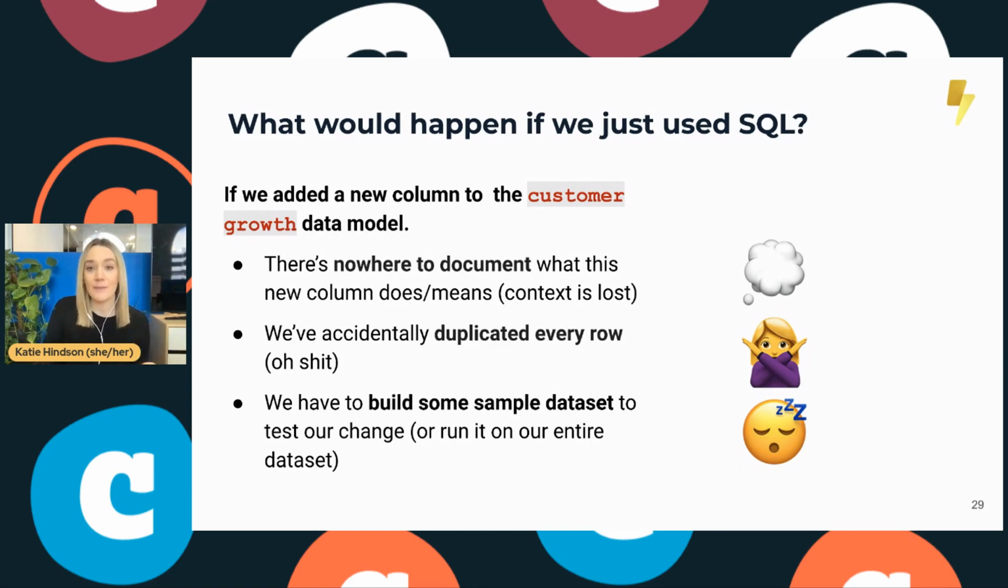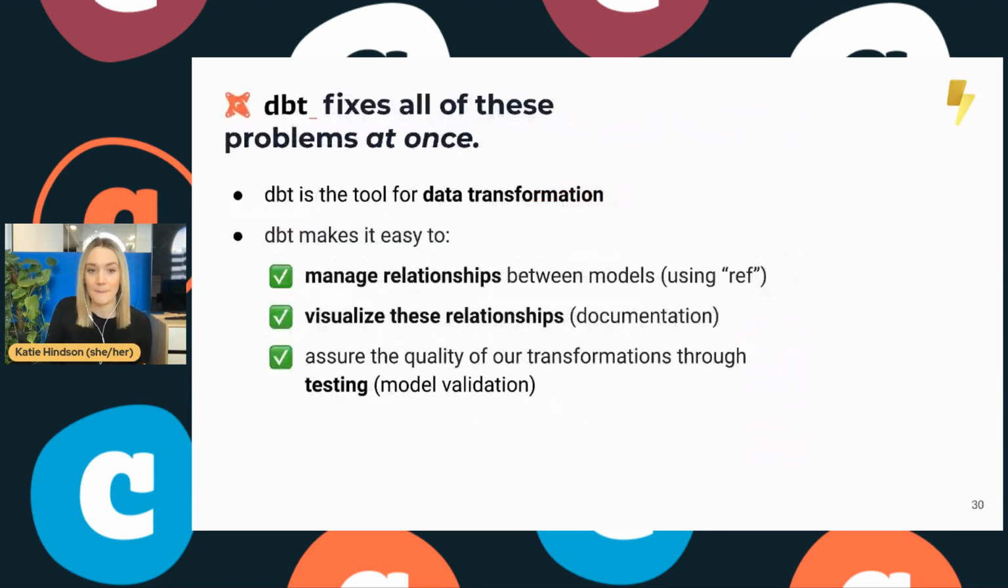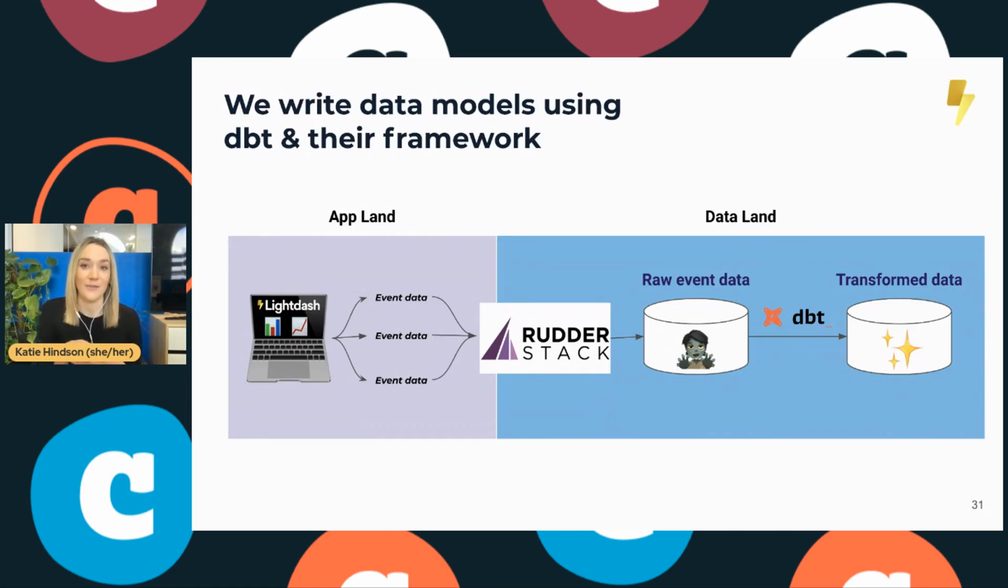So yeah, in reality, you might be able to fix all of these things individually, but dbt fixes all of these things at once. So it's way, way more scalable of an approach to solving these problems. So dbt is a tool for data transformation, and it makes it easy to manage relationships between models using this ref keyword, visualize relationships using their lineage and documentation, and also assure the quality of the transformations through testing and model validation. So yeah, we write data models using dbt and their framework, which is basically SQL and some stuff. I know it's way more than that, but for the sake of this, it's that.